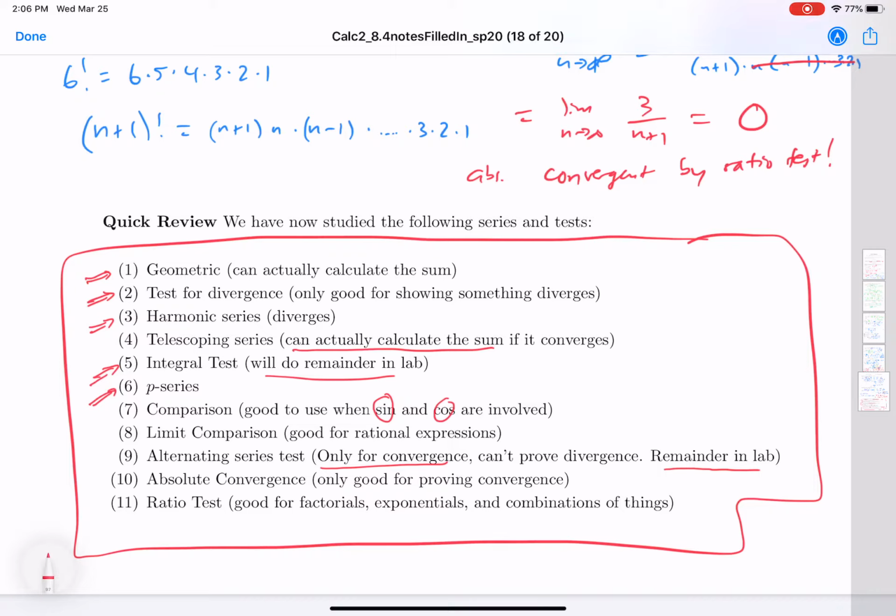And then absolute convergence, again, that's only useful for proving convergence, but that can really be useful with, again, sines and cosines. And then the ratio test that we just saw, it's really good when you have factorials or exponentials, or when you've got just a whole combination of a bunch of stuff. That's when the ratio test really shines.